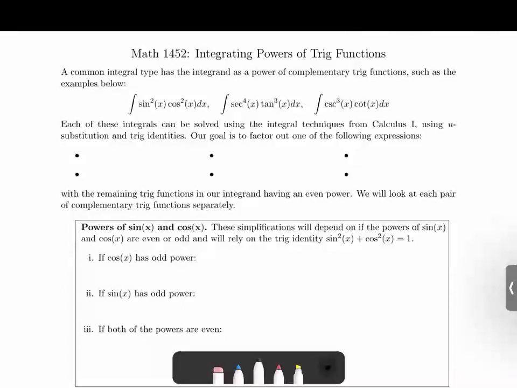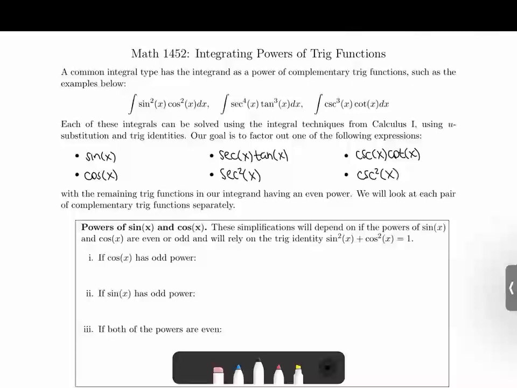So we are going to have 6. The first two are factoring out a sine or a cosine. The second two are going to be factoring out a secant tangent or a secant squared. And lastly, we're going to try and factor out cosecant cotangent or a cosecant squared.